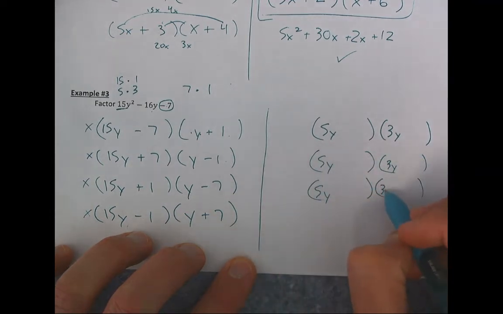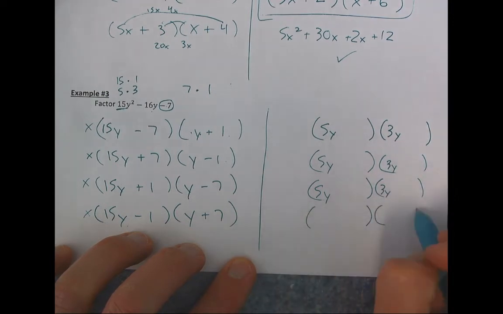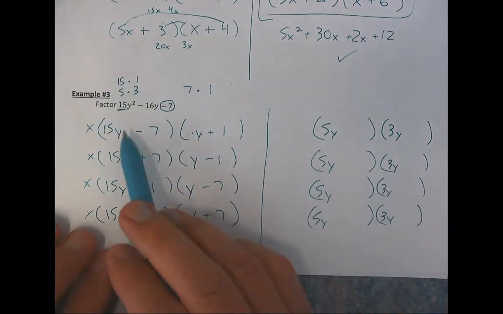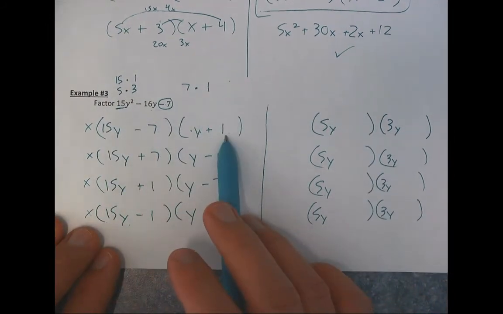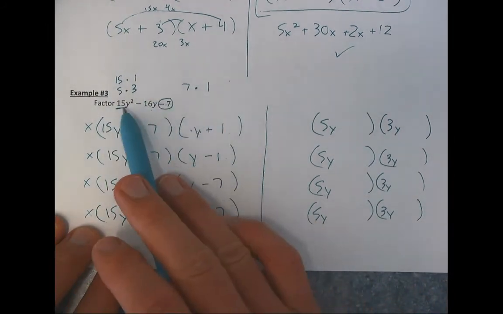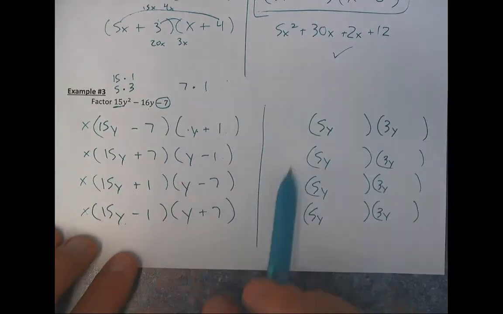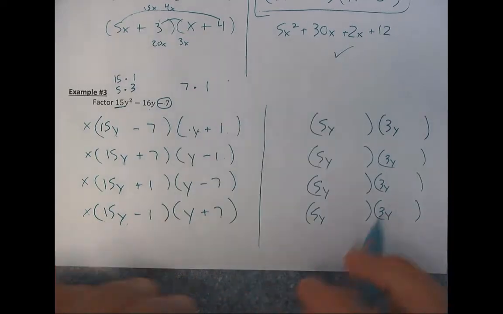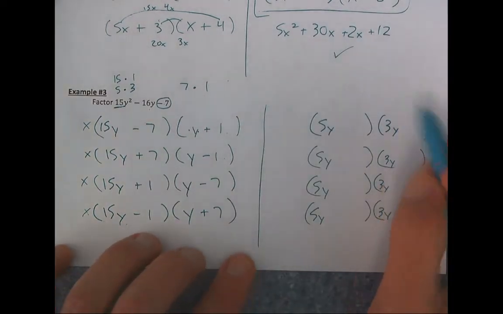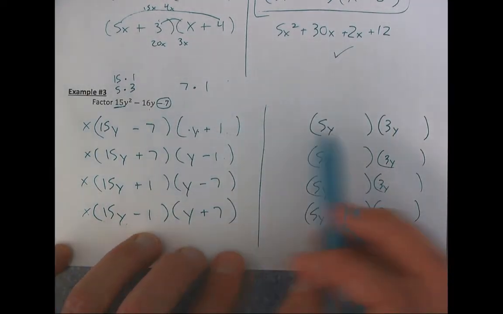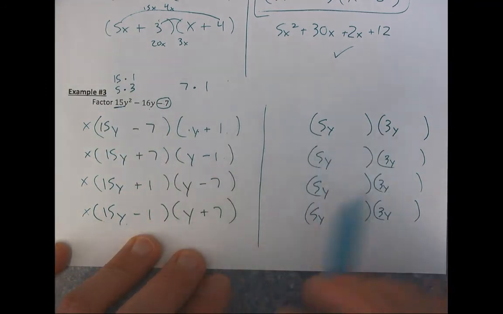Now, like I said, you don't have to go through this whole process every time when you get better at this, because you can kind of just think ahead. Multiply by 15, 15 times 1, and then the 7 times 1, but we're not going to be there yet. That's going to take us a little while. So for now, we're going to use process of elimination. All right, so we've got these all set up. All of these will create a 15y squared up front.